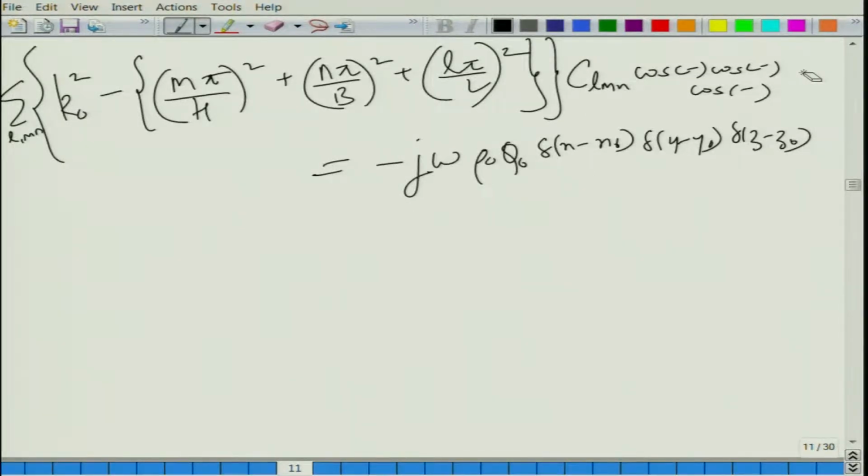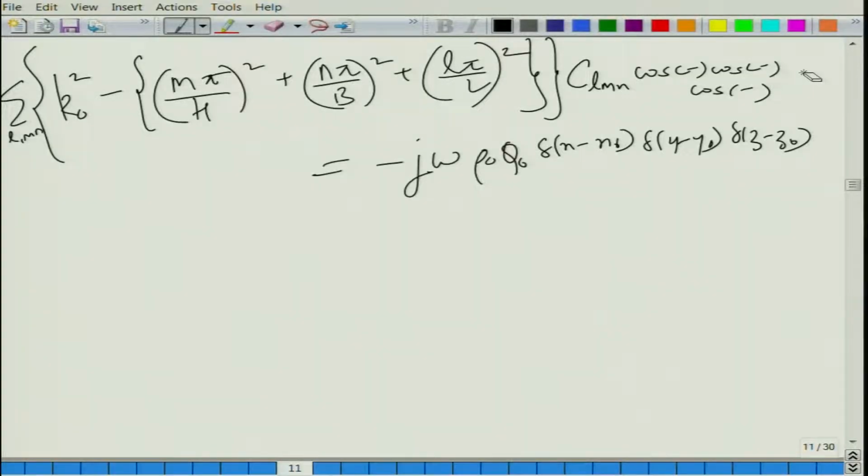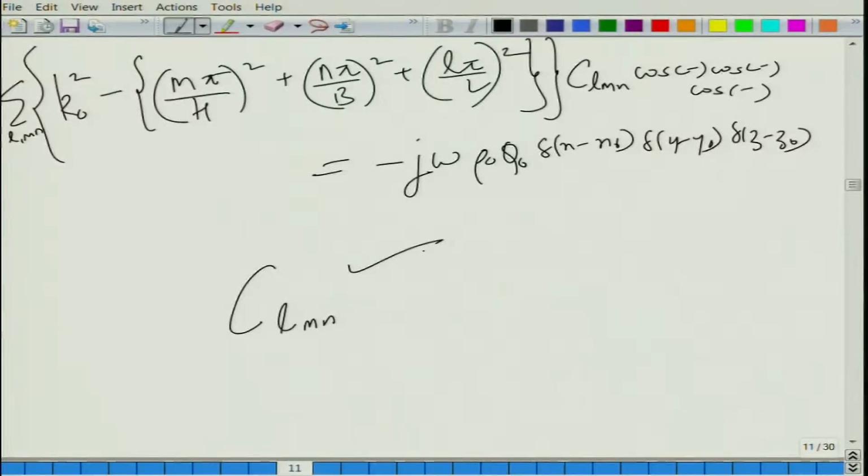Here we are stuck with one important thing. We have only, well, one equation and infinite constants. How many constants do we have? C L m n. L varies from say 0, 1, 2, 3, 4 till infinity, and m also varies from 0, 1 to infinity, n also does so. So, technically we have infinite constants, but only one equation. So, how do we resolve this issue? How do we get these modal coefficients C L m n? This is what we are after. These are modal coefficients, and unfortunately there are infinite of them, and we have only one equation. So, how do we calculate these values appropriately?